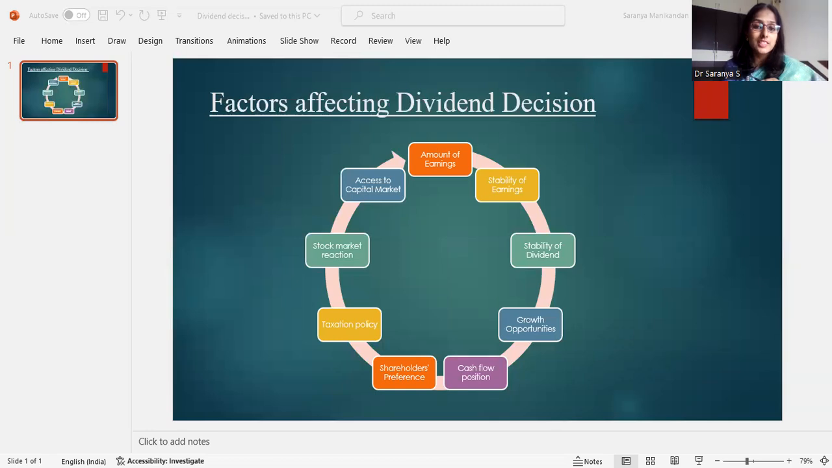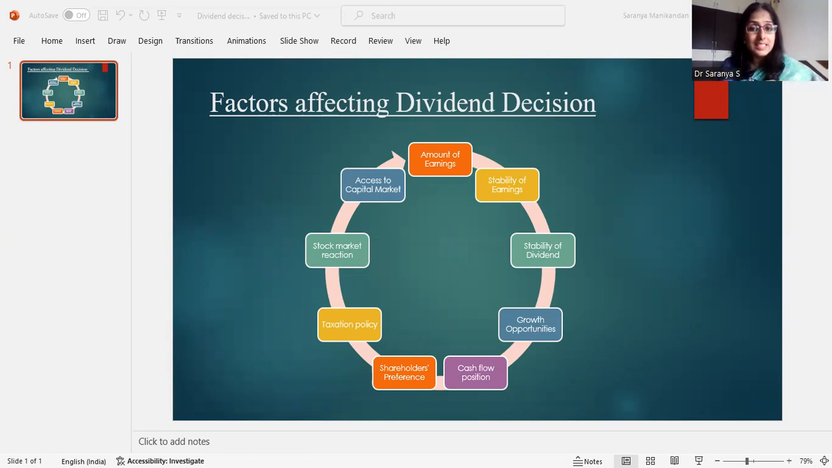Now, we will discuss the factors one by one affecting the dividend decision. The first factor is amount of earnings. Dividends are paid out of the earnings of the company, the current year or the previous year earnings. So, if earnings are more, that will ensure a good amount of dividend, a higher rate of dividend. If the earnings are less, that will lead to the declaration of a low rate of dividend.